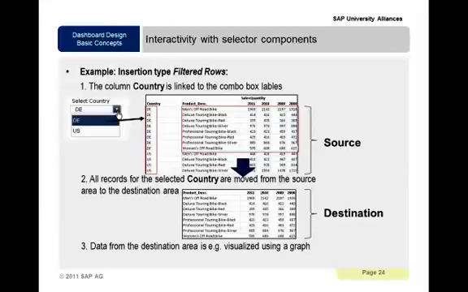This is illustrated on the next slide. For instance, if the user selects Germany again, then from the source, only German cells will be copied over to the destination area. So that's a filter selection.